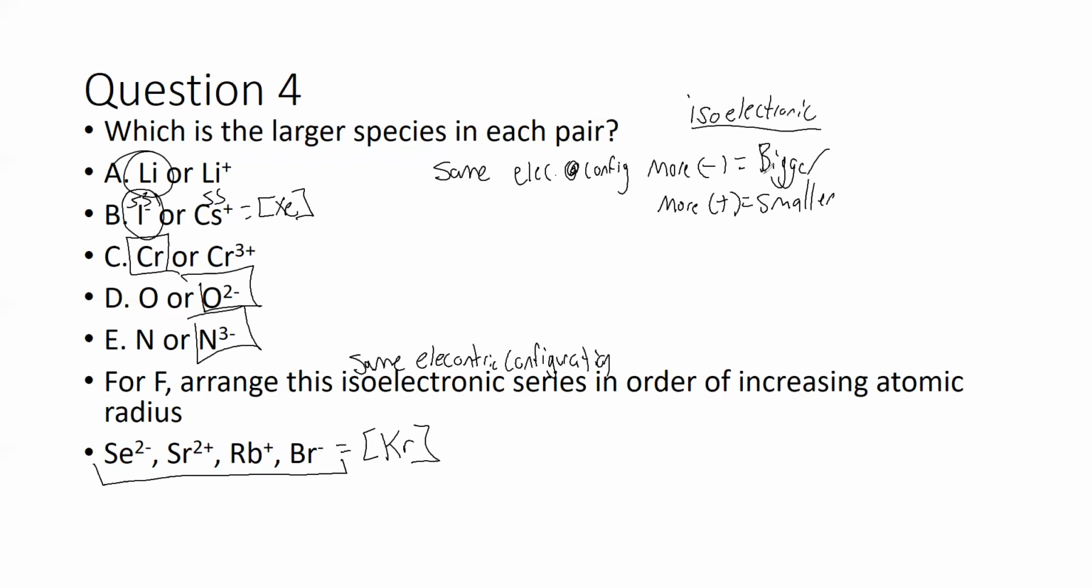All right. So if you're comparing different atoms that are isoelectronic, the negative ones are bigger, the positive ones are smaller. So arranging this from small to big, you just arrange them in order of charge. Sr2 plus is your smallest, Se2 minus is your biggest. And that is how the size of ions change.